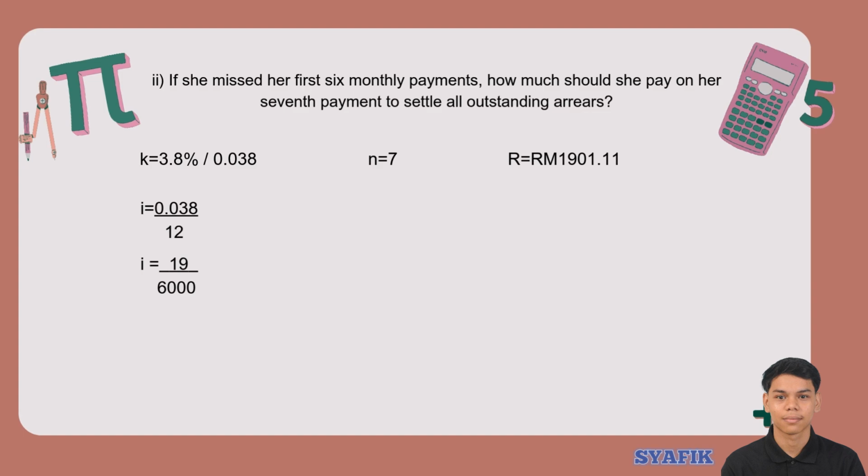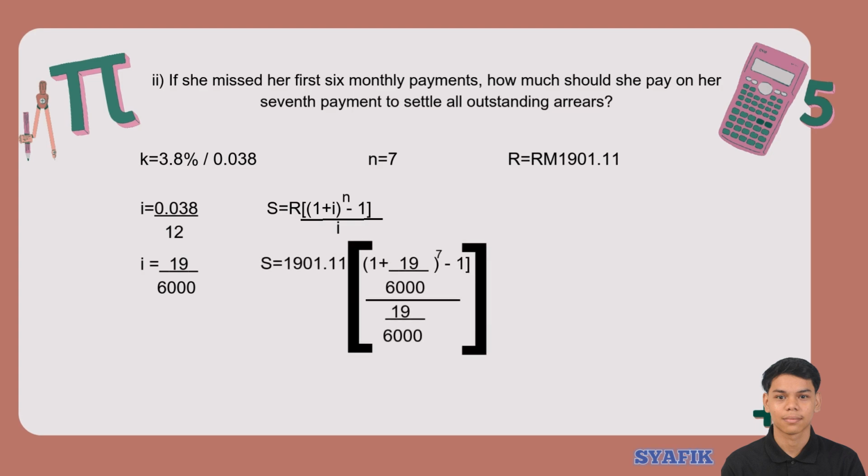To solve this problem, we are using the formula S equal R multiply ((1 plus I) power of N minus 1) over I. So, we put the numbers into this formula, which is S equal 1901.11 multiply ((1 plus 19 over 6,000) power of 7 minus 1) over 19 over 6,000. The answer is 13,434 ringgit 18 cents to settle all her outstanding arrears by the 7th payment.